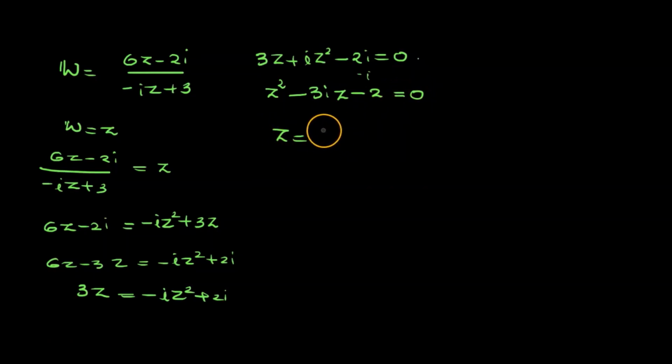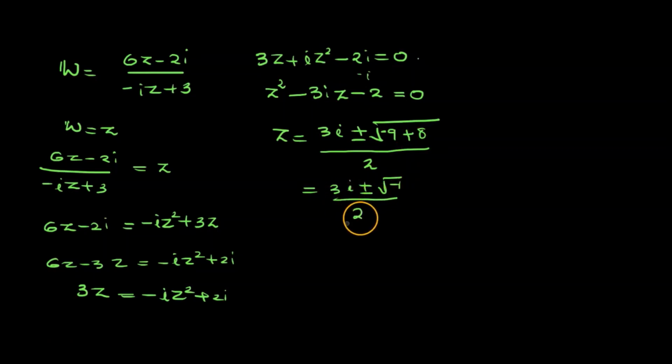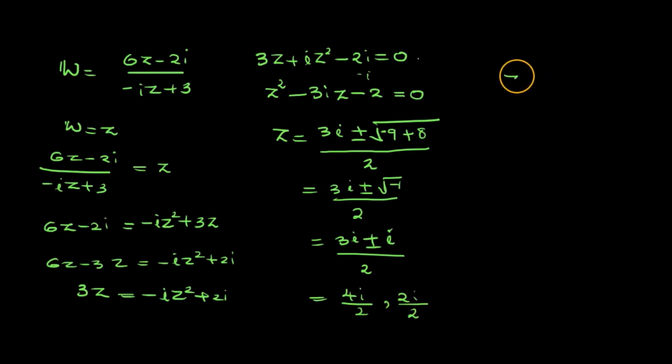Now z is equal to, use minus b plus or minus root of b square minus 4ac, the quadratic equation formula. So minus b is 3i plus or minus root b square, that is minus 3i square is minus 9, minus 4 into minus 2 is plus 8, divided by 2 into a is 2. So this is equal to 3i plus or minus root of minus 9 plus 8, root minus 1, divided by 2. We know that root minus 1 is i, imaginary number, divided by 2. 3i plus i is 4i by 2 or 3i minus i is 2i by 2. So the roots are z is equal to 2i or i. So these are the fixed points or invariant points of the transformation.